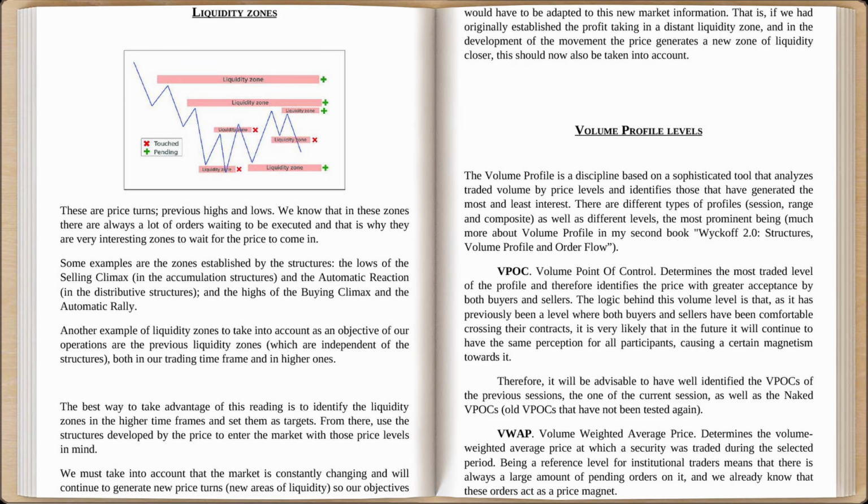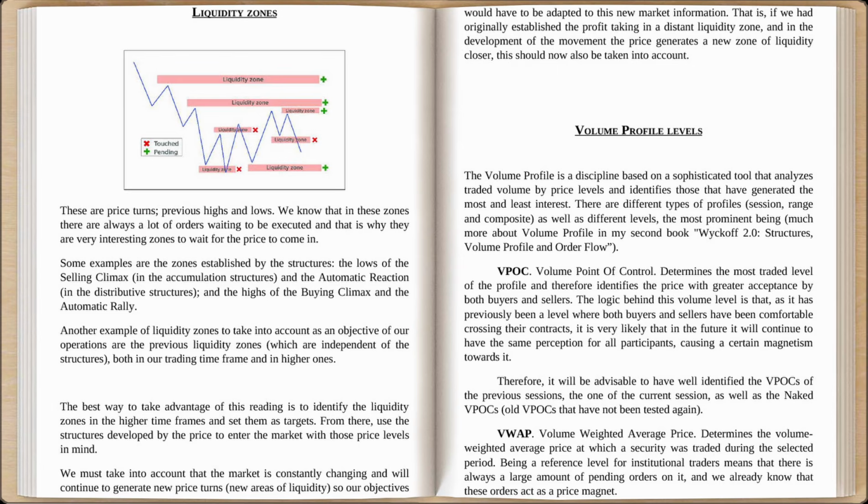Another example of liquidity zones to take into account as an objective of our operations are the previous liquidity zones, which are independent of the structures, both in our trading time frame and in higher ones. The best way to take advantage of this reading is to identify the liquidity zones in the higher time frames and set them as targets. From there, use the structures developed by the price to enter the market with those price levels in mind.